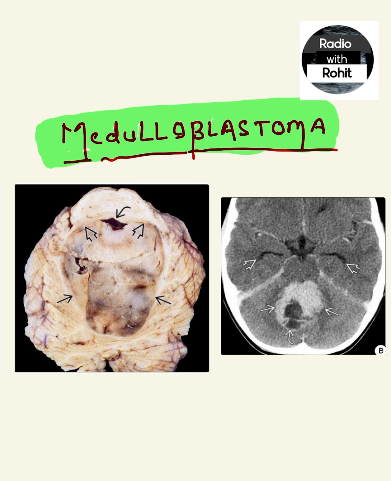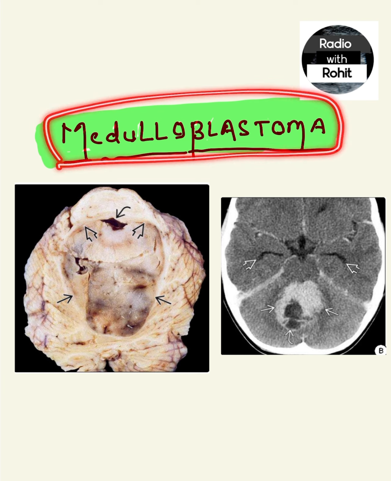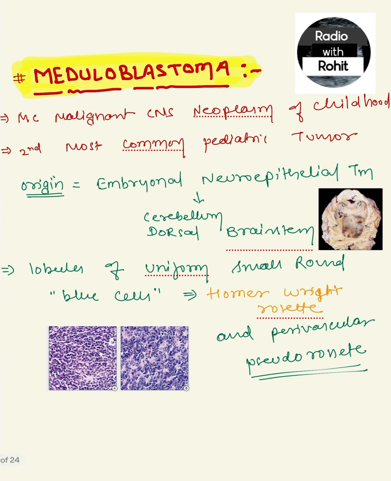Today we are going to discuss one very interesting topic, medulloblastoma. Medulloblastoma is the most common malignant, I repeat, most common malignant CNS neoplasm of childhood and second most common pediatric tumor. So the question is which is the most common? Pilocytic astrocytoma is the most common pediatric tumor, and the most common malignant CNS neoplasm of childhood is medulloblastoma.